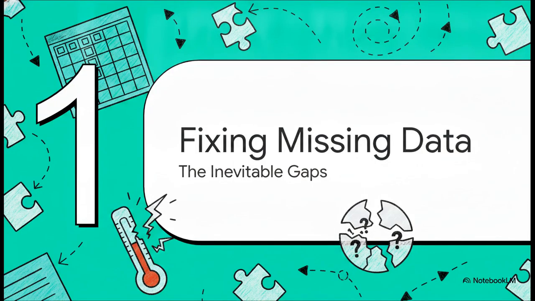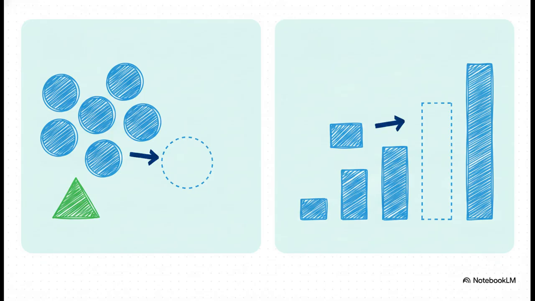All right, obstacle number 1, fixing missing data. Because, let's face it, those gaps are inevitable. Whether a survey respondent just decided to skip a question or maybe a sensor totally glitched out, you are going to have missing values to deal with. And how we fix those gaps? Well, that totally depends on the data type itself. There is no one-size-fits-all approach here.